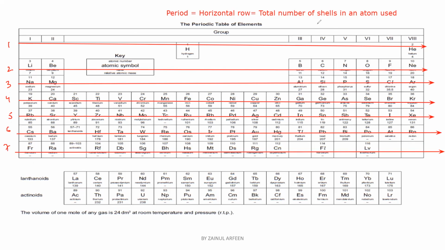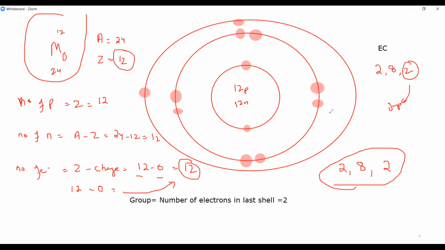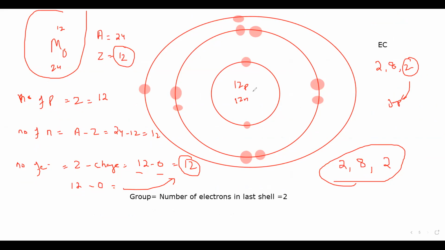And what does it represent? It represents the total number of shells in an atom. How many shells we use in an atom is called a period. For example, how many shells are used here in magnesium? How many shells do we use to draw the structure of magnesium? We use 3 shells. This is the first shell, second shell, and third shell. So what is the period of this magnesium? It is in the third period.